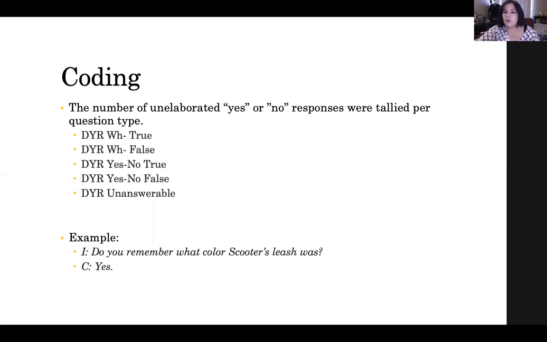For coding, 2 undergrad research assistants, blind to the child's age and the purposes of the study, individually coded whether children's responses were unelaborated. It's important to note that for the "do you remember" WH and "do you remember" unanswerable questions, only unelaborated yes responses were counted because an unelaborated no response would indicate "no, I don't remember." And here at the bottom, there's an example of what we would count as an unelaborated response.